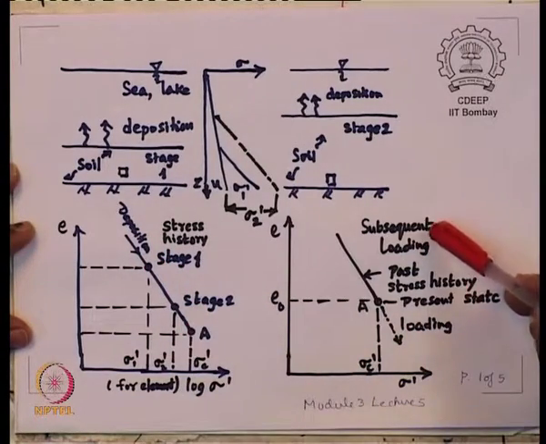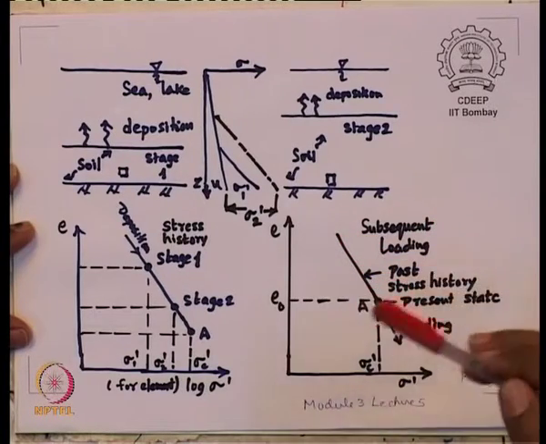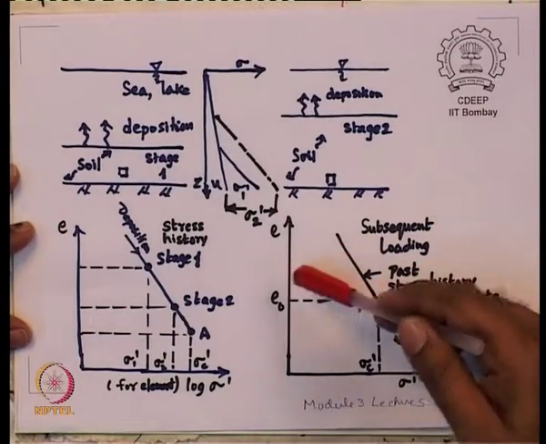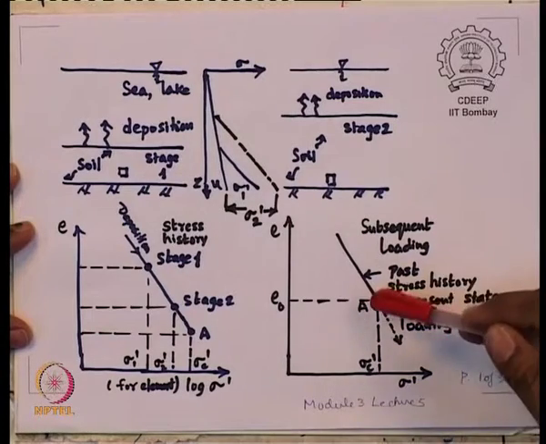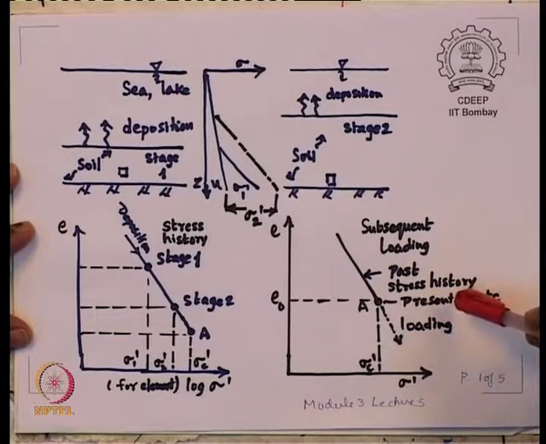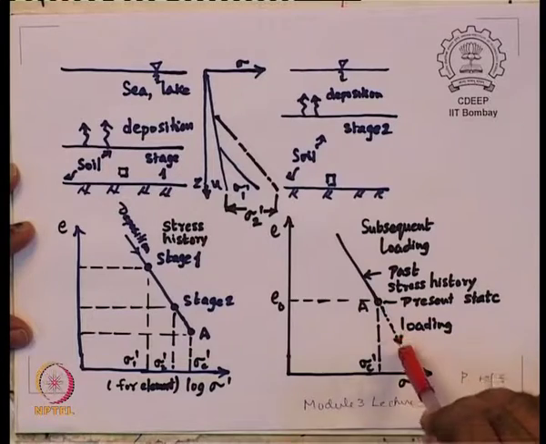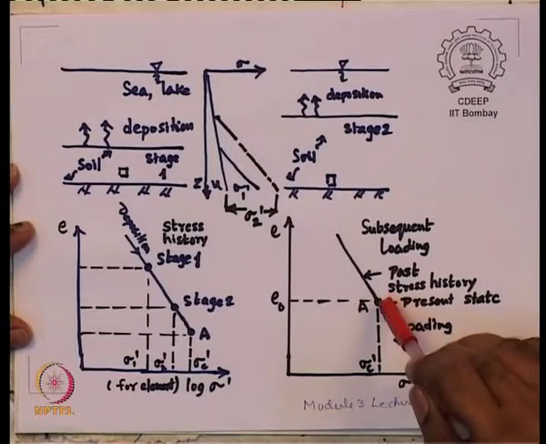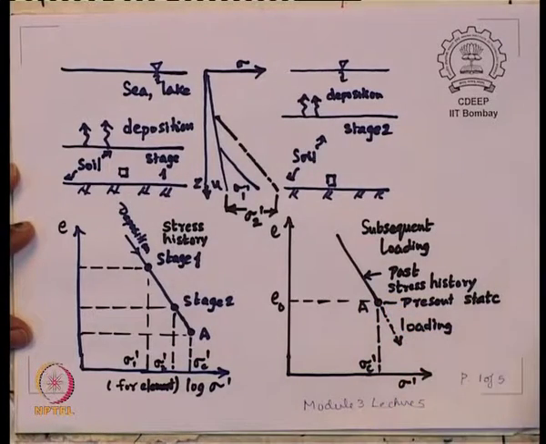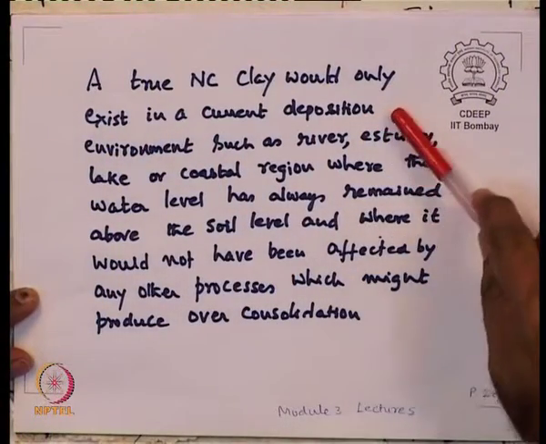So this is the past stress history for the e-sigma-dash plot, showing the past stress history and the present state, and then when loading happens again, it goes into the normally consolidated mode here. So a true NC clay would only exist in the current deposition environment.